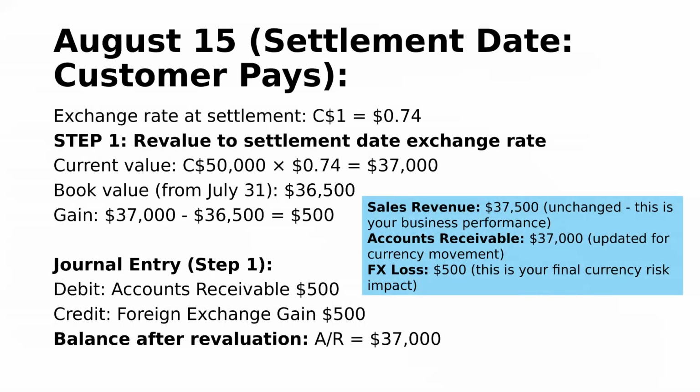On the settlement date, August 15, the key accounting step is to revalue your accounts receivable using the current exchange rate. With C$1 now worth 74 cents, your C$50,000 is valued at $37,000. Compare this to the book value from July 31 of $36,500, and you see a $500 gain due to the currency movement. The journal entry? Debit accounts receivable and credit foreign exchange gain for $500. After revaluation, your updated accounts receivable stands at $37,000.